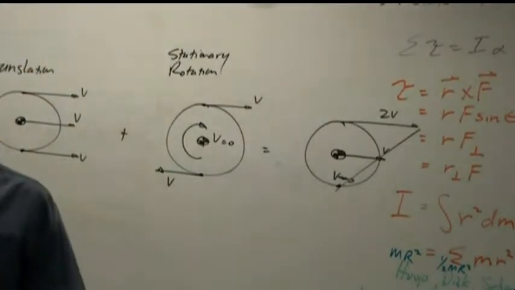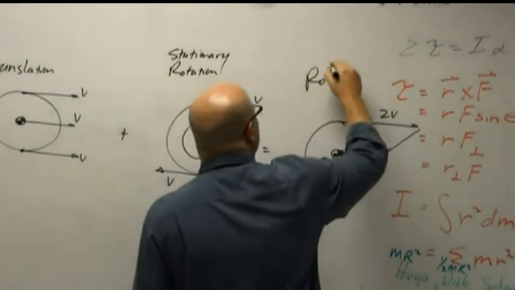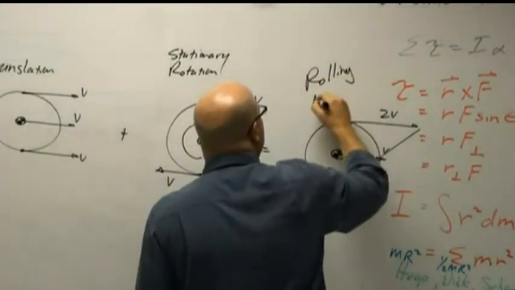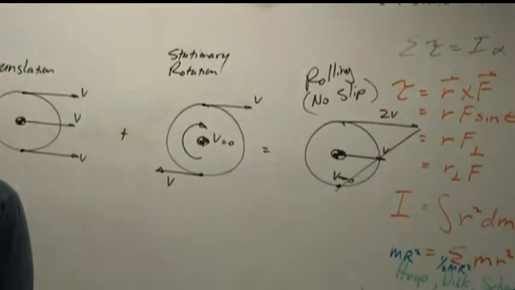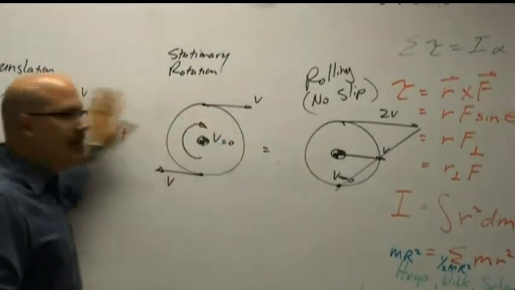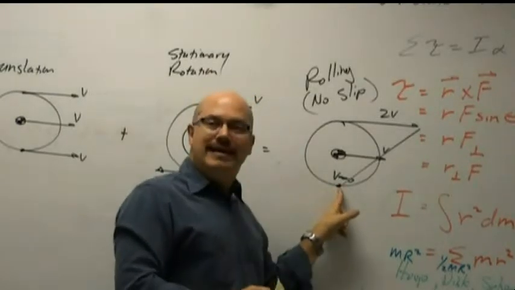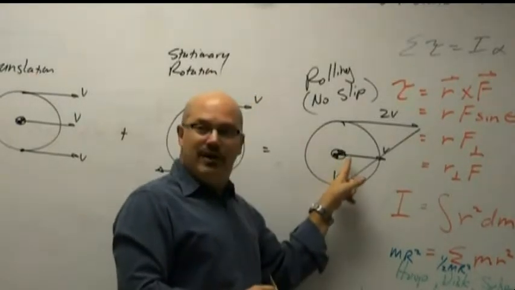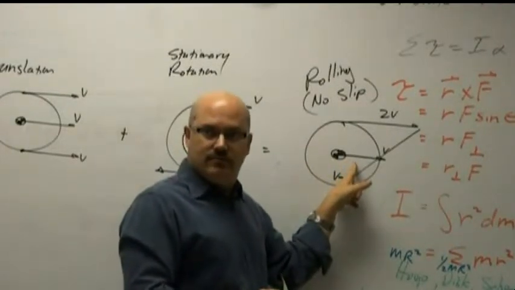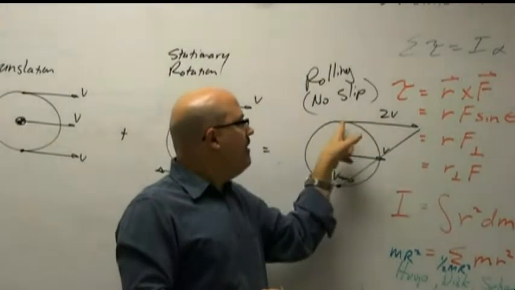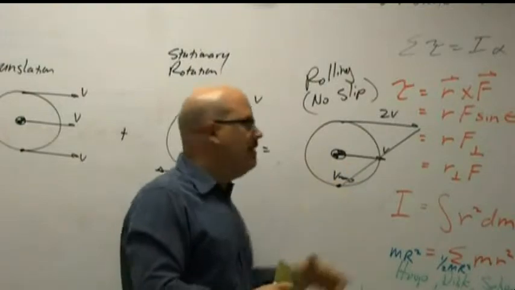Notice that the center of mass of an object that's rolling without slipping, this is rolling, no slip. An object that rolls without slipping is really doing these two things combined. And this point, when it touches the ground, is not moving. The center of mass is actually moving at V. And the top is moving at twice the velocity of the object.